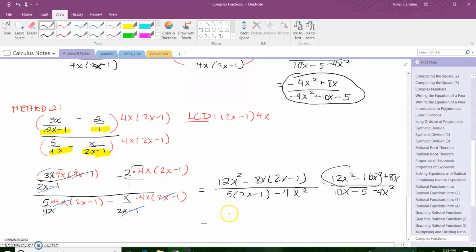I just distributed the 5 down there. Okay, 12x squared minus 16x squared, that's negative 4x squared. This looks familiar. That's good. Plus 8x, negative 4x squared plus 10x minus 5. Okay, awesome. We got the same thing.